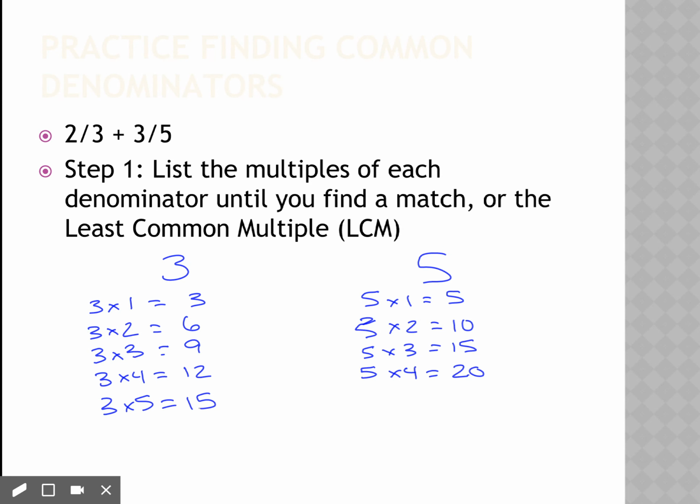Well, I see now that I have a match. I have 3 times 5 equals 15, and 5 times 3 equals 15. So the least common multiple of 3 and 5 equals 15.